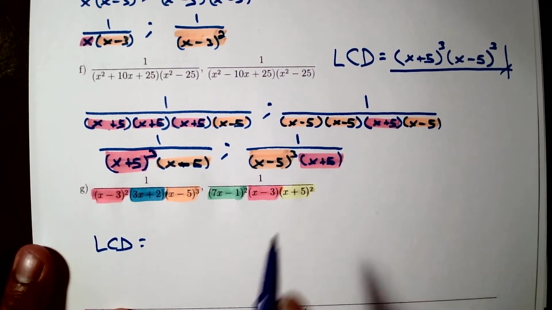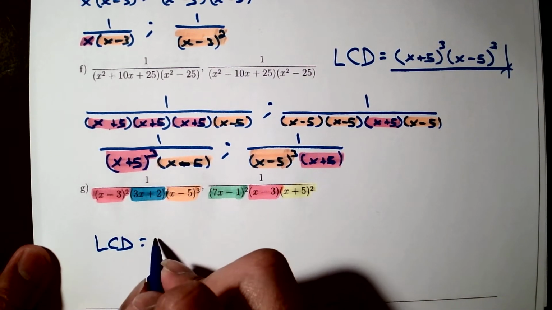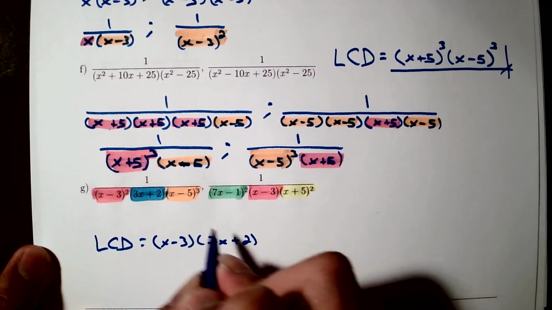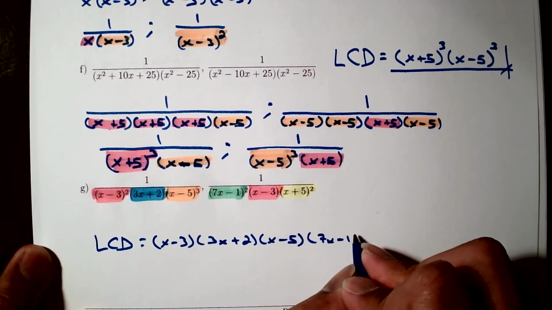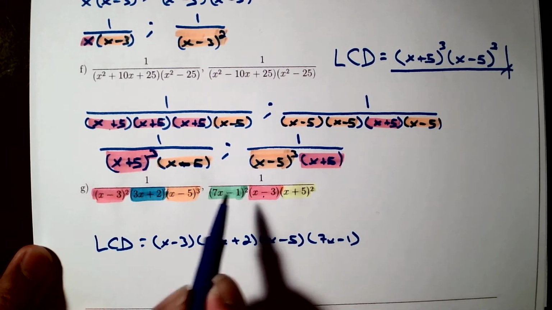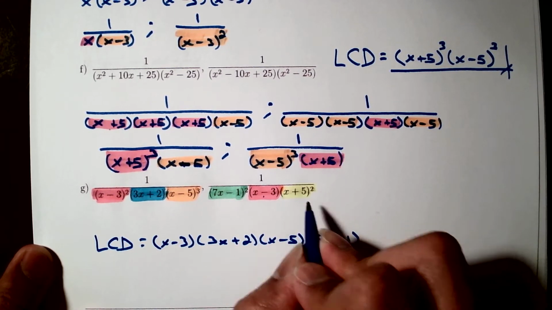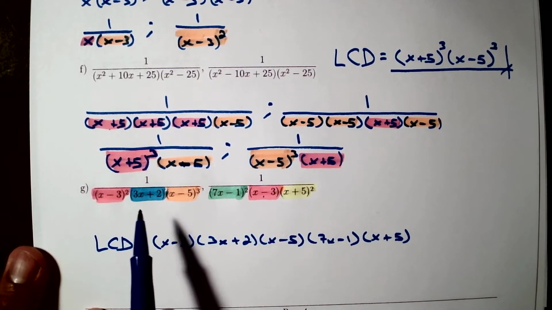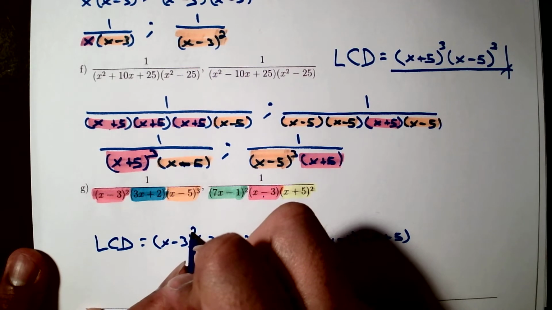So in this case, the LCD will be the product of the distinct factors, in this case, the factors of each color. So that is x minus 3, 3x plus 2, x minus 5, 7x minus 1, and x plus 5. Well, I don't need to repeat this x minus 3. We are only supposed to write it once. We are going to take the highest power of each, so I omit this one, and then I'm going to go with this one, x plus 5. For the pink ones that are x minus 3, to the second power and to the first power, we're going to go with the highest power of each, which is 2.